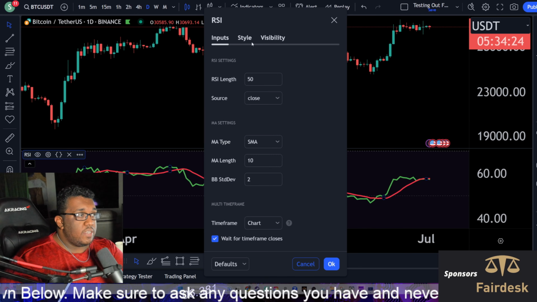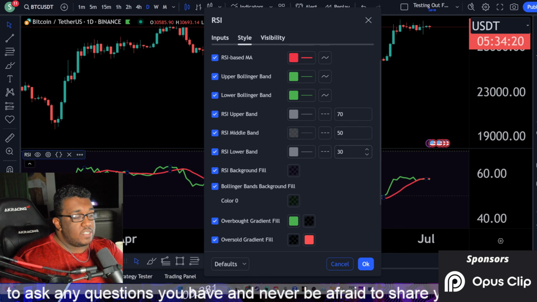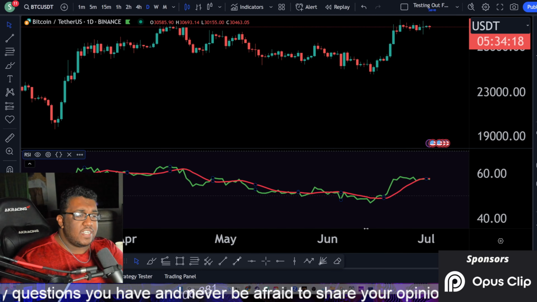This is a pretty simple indicator to learn how to use. You can play around with it as much as you want to, but most of the time you guys aren't going to be doing too many different setting changes on this one.